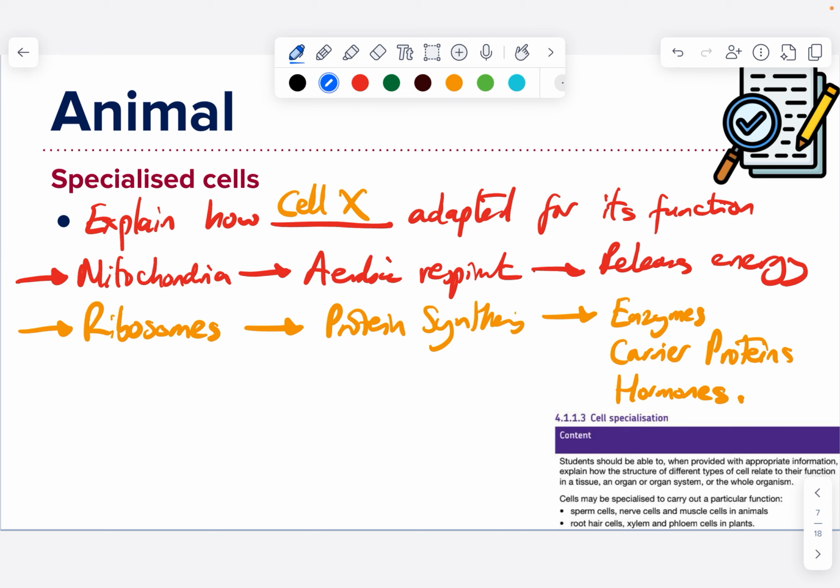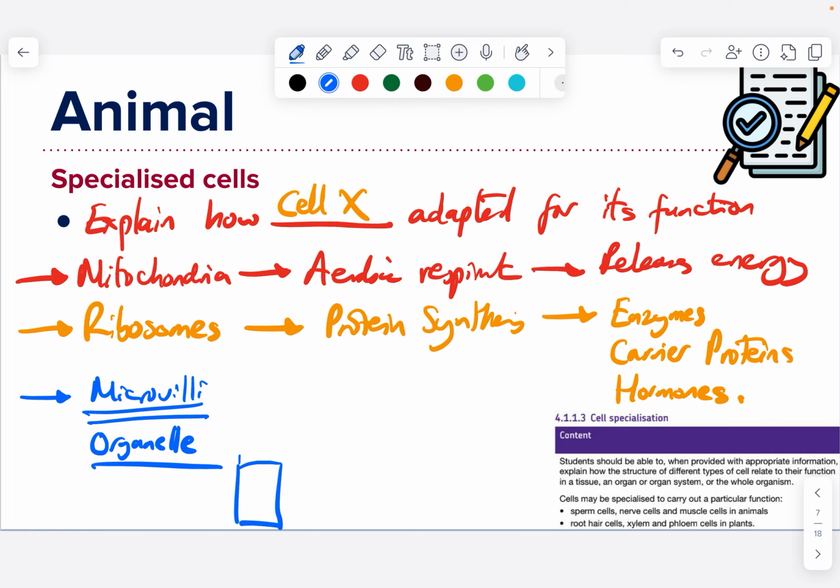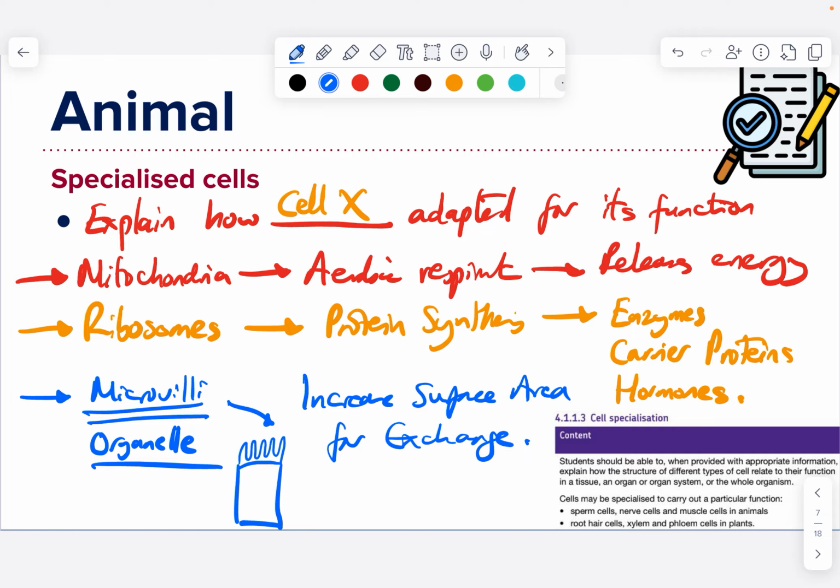If another adaptation is all about exchange, a very important organelle is the microvilli. Key thing, the microvilli is an organelle. Villi is a structure in the small intestine. Microvilli are on the cell. So if this is my cell, this would be the organelle on top of my cell. So it's an adaptation. Microvilli increase the surface area, and that would usually be if you're relating it to exchange.